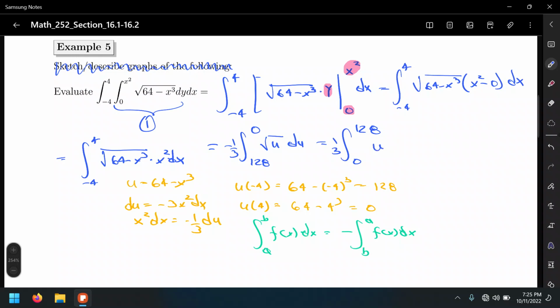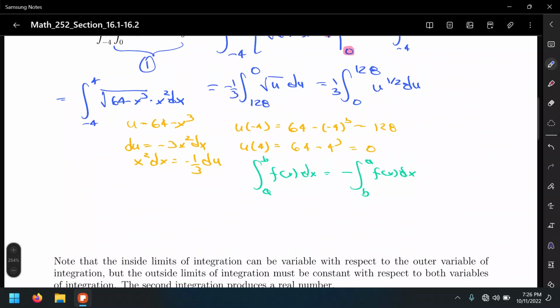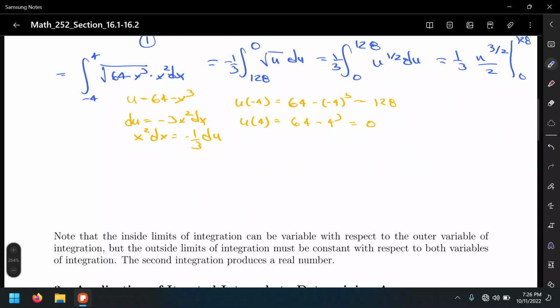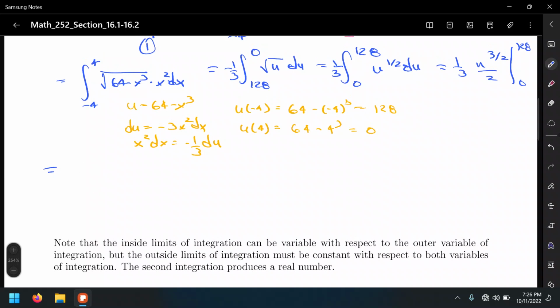So actually I'm going to do u to the 1/2 and du. And this one can be integrated just using the general power rule, and that's 1/3 u to the 3/2 over 2 from 0 to 128. Okay, so let me continue over here. I'm going to erase this one so I can have enough space. This was just a reminder of what it is. And so that's 1/6, and that's going to be 128 to the 3/2 minus 0 to the 3/2.